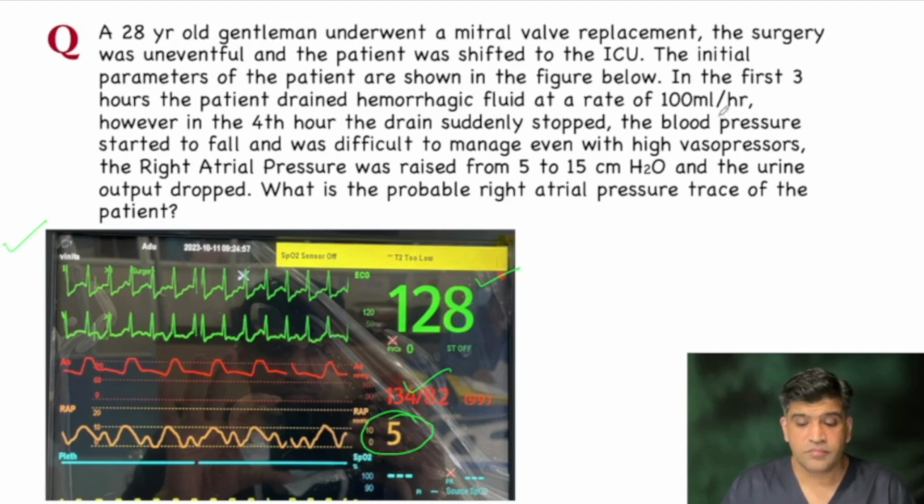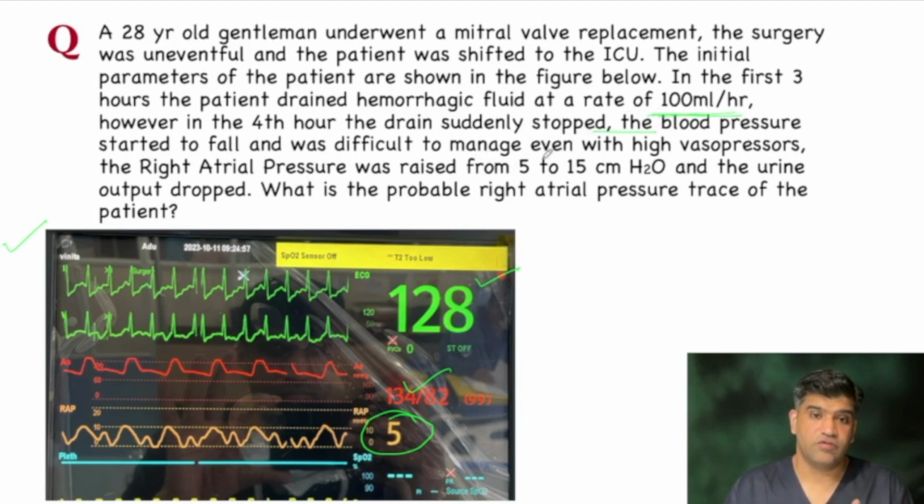These are shown. In the first 3 hours, the patient drained a hemorrhagic fluid. After cardiac surgery, we put in tubes in the mediastinum and the pericardium so that if extra blood is there, it should come outside. So in the first 3 hours, the patient drained a hemorrhagic fluid at a rate of 100 ml per hour. However, in the 4th hour, the drain suddenly stopped.